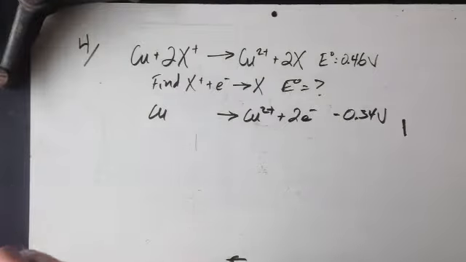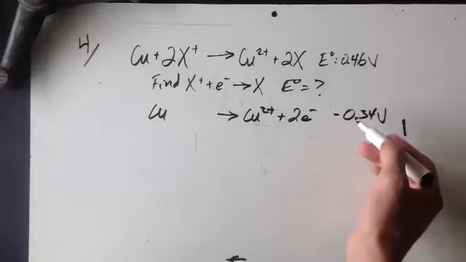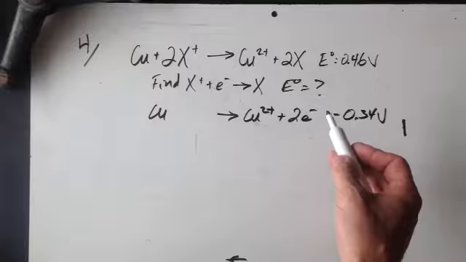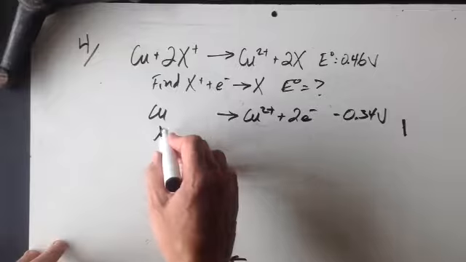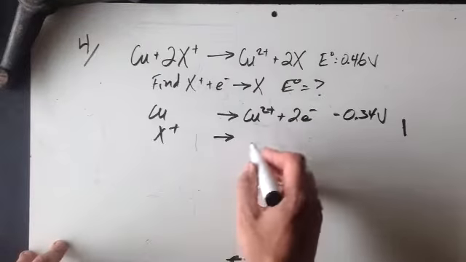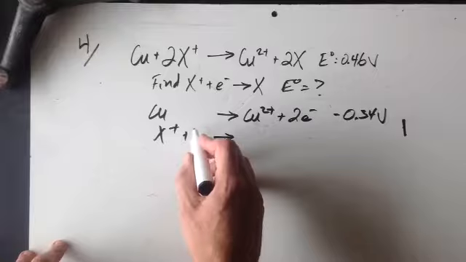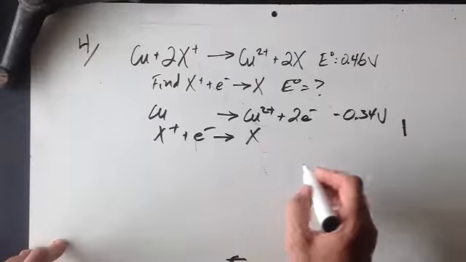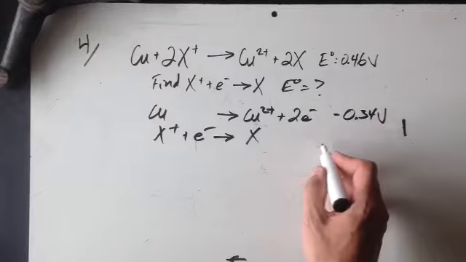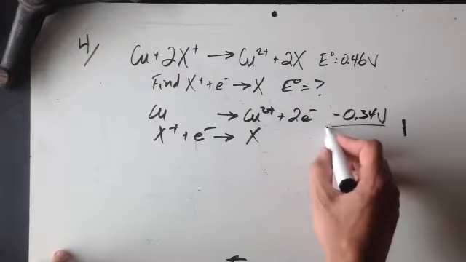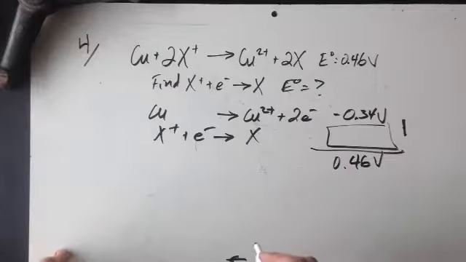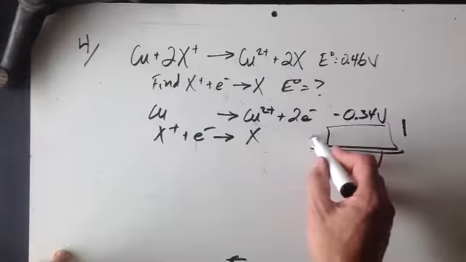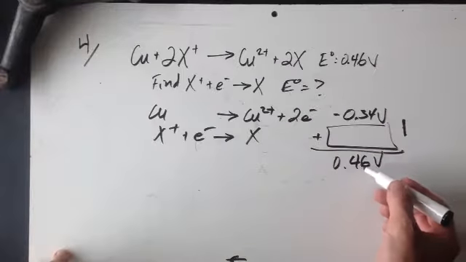Which means that I'm going to have to take my x plus, and that's going to be plus e minus, presumably going to x. And I'm looking for whatever this value is, and that has to add to 0.46 volts. So whatever this value is added to negative 0.34 is going to give me that.